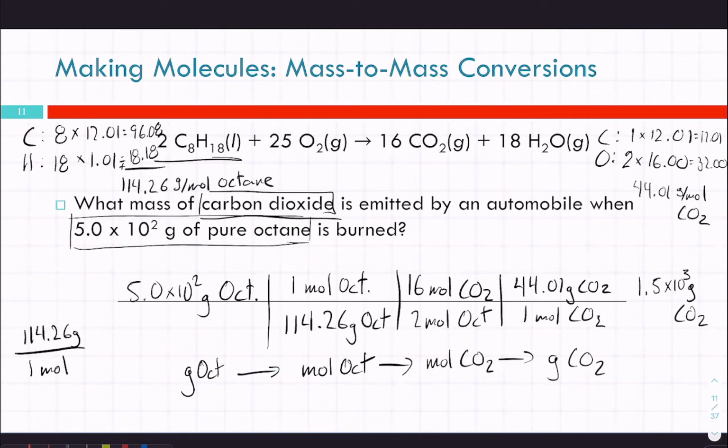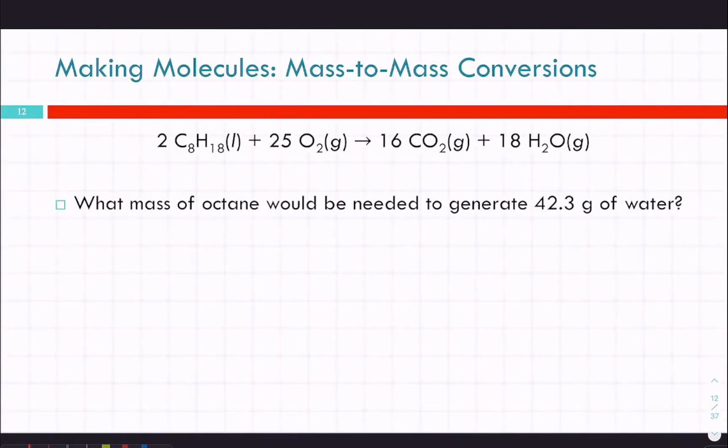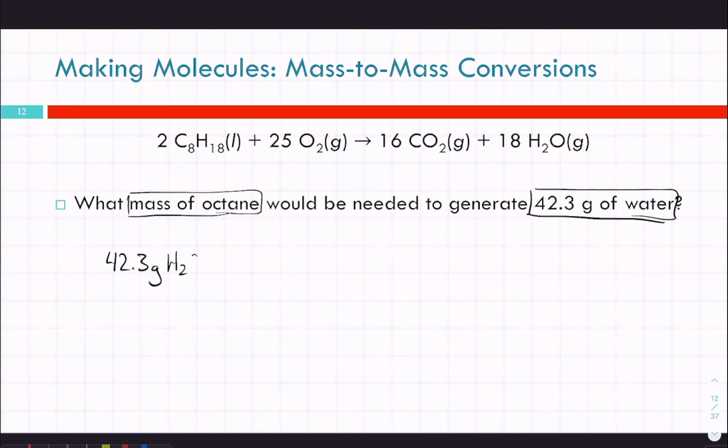Any questions now? All right. Keep going. Lots of examples today. So what mass of octane would be needed to generate 42.3 grams of water? So now we're working with mass of octane, grams of water. So we'll start with the number that we're given, which is 42.3 grams of water. So it starts us off with grams.